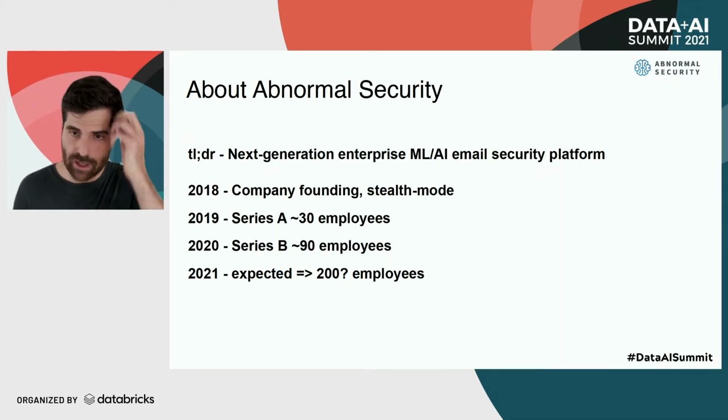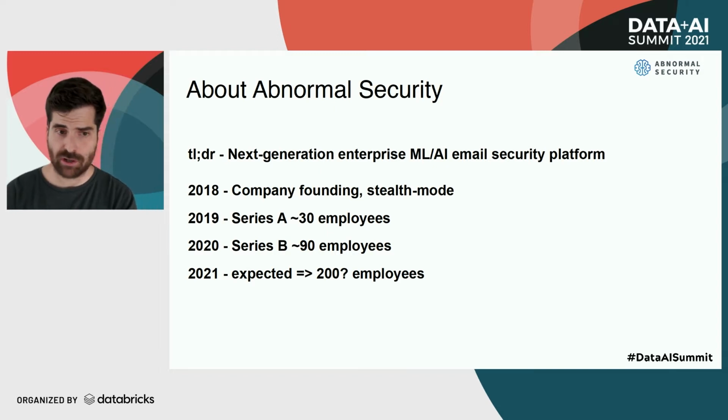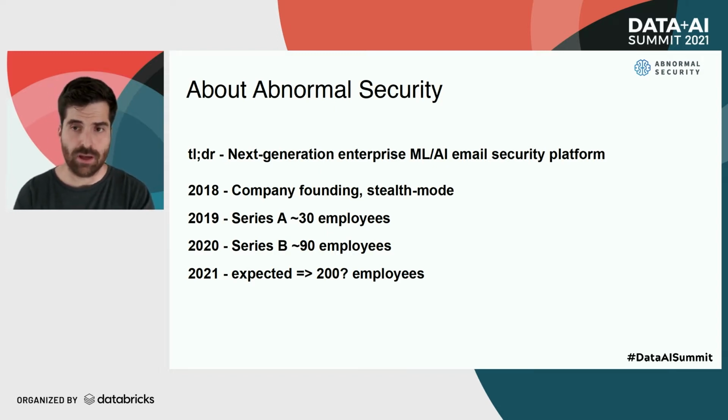So first, a little bit about Abnormal. We're a next generation enterprise email security platform. What does that mean? We've built a machine learning system that can detect and remediate sophisticated email threats.